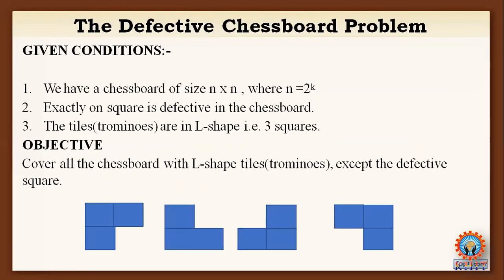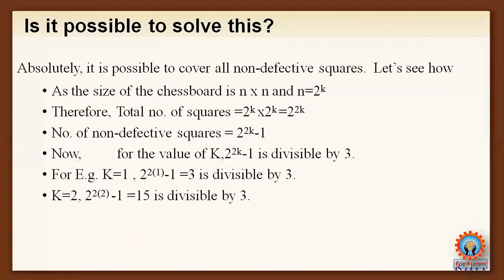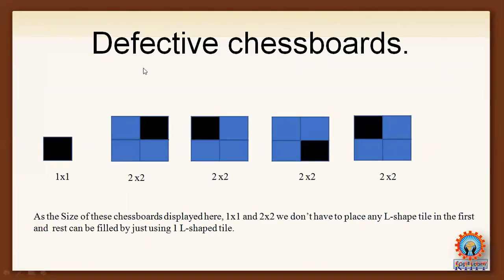Defective chessboard problem అంటే, చెస్బోర్డ్ అంటే మనకి 2 by 2 ఉన్నాయి. 2 by 2 ఉన్నప్పుడు 2 rows 2 columns ఉన్నాయి. ఈ 2 rows 2 columns లో ఒకటి మటుకు బ్లాక్ కలర్ లో ఉంది, రిమైనింగ్ అనేది ఎల్ షేప్ లో ఉన్నాయి.